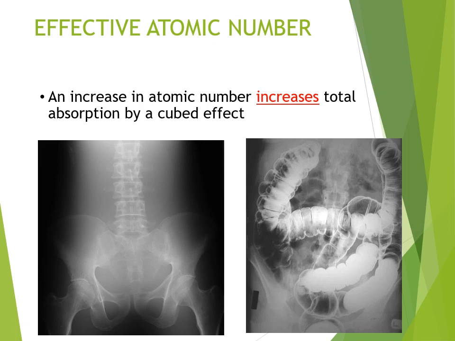Now, effective atomic number has a great impact as well. If we look at the image on the left-hand side, it's not a patient, actually, it's a phantom. But on the right-hand side, we have the barium enema that was performed, and we can see that the area that's so white is the barium. And that's because the atomic number of barium is 56, a much greater increase in atomic number compared to soft tissue of 7.4. An increase in atomic number increases total absorption, which is photoelectric interactions, by a cubed effect. Remember that total absorption is the photoelectric interaction.